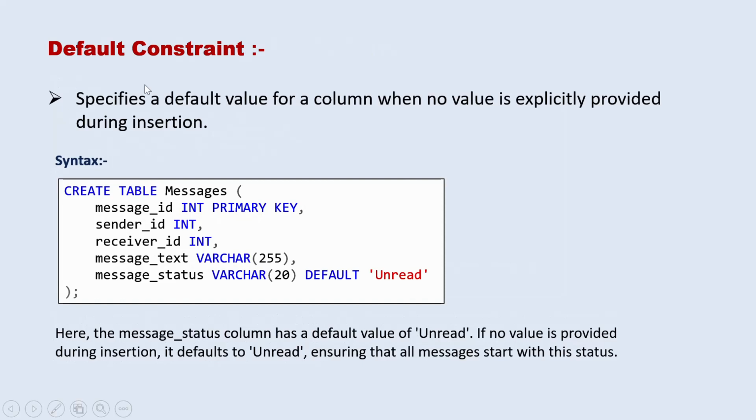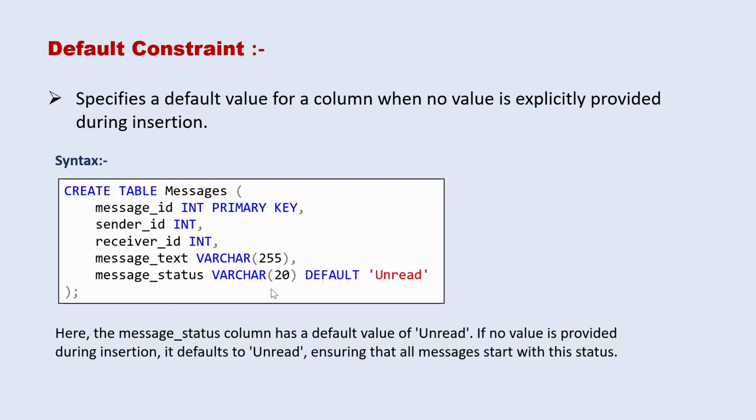Now, the default constraint. What does a default constraint mean? By definition, it specifies a default value for a column when no value is explicitly provided during insertion. So this is simple. Let's say you are creating a message table, in which these are the list of columns. And in the last column, which is message_status, let's assume that in case no value is provided, you want to insert a default value which is unread. Okay, so this is the default value you want to insert in this table whenever no value is provided in the message status column, the last column. So to achieve this kind of requirement, you can use the default constraint.